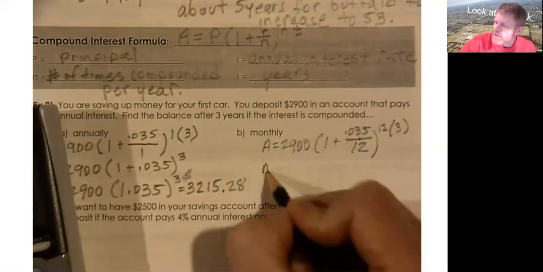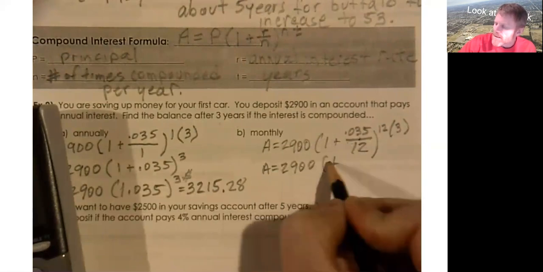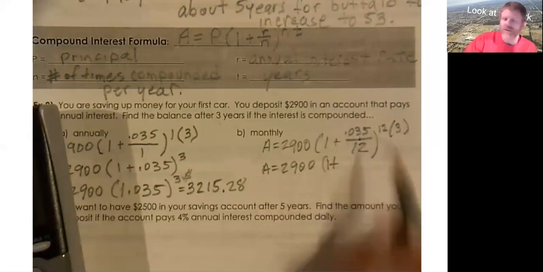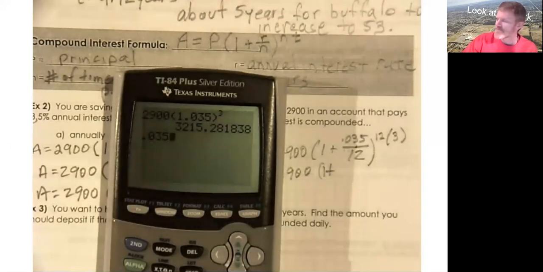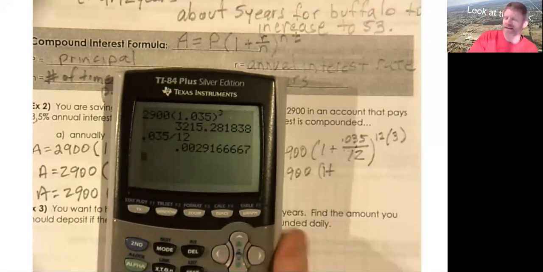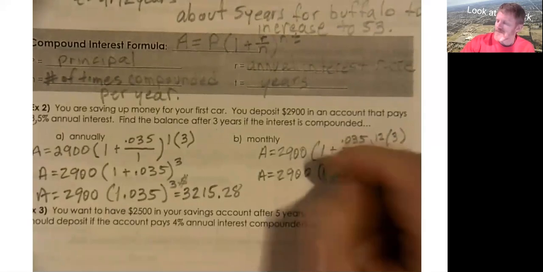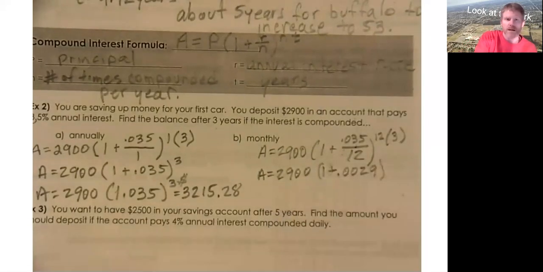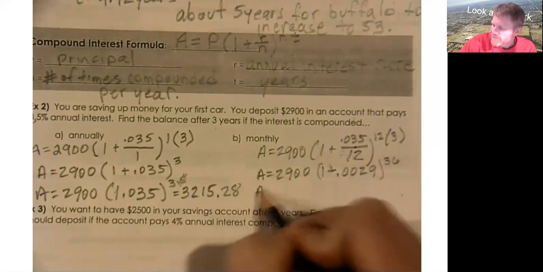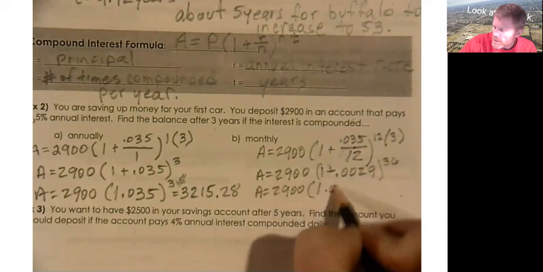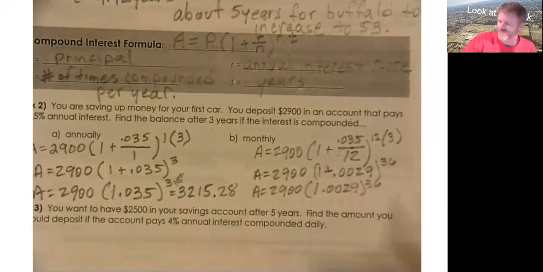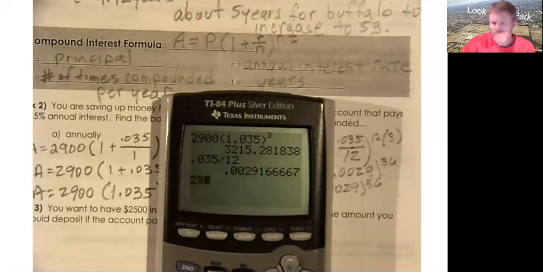So the first thing we're going to do is look at what does it mean to be 0.035 divided by 12? So each month you're going to get a 0.0029, with an exponent of 36. So that's 2,900, 1.0029. And that will approximately be 2,900.